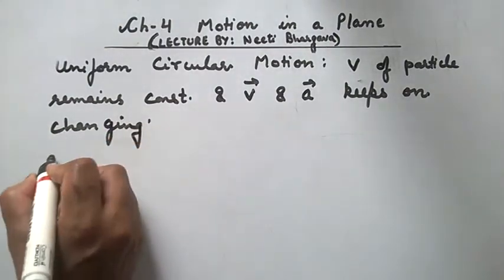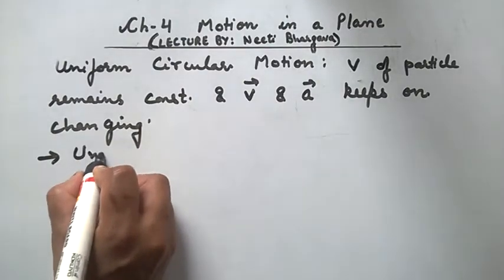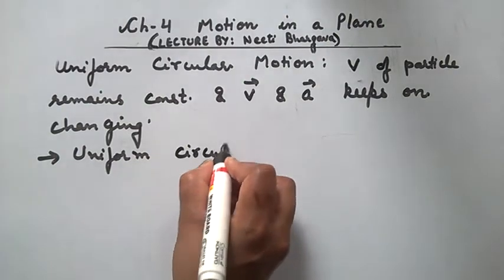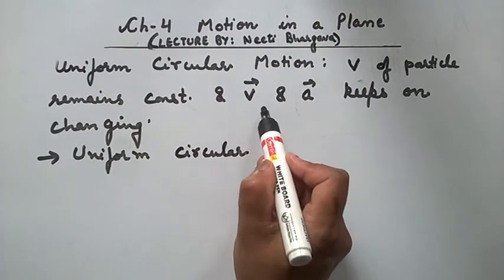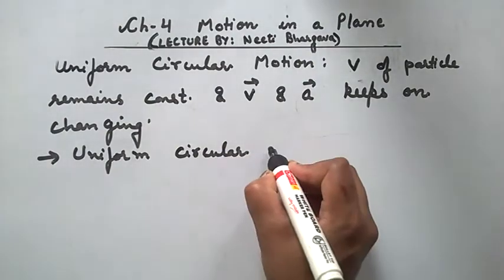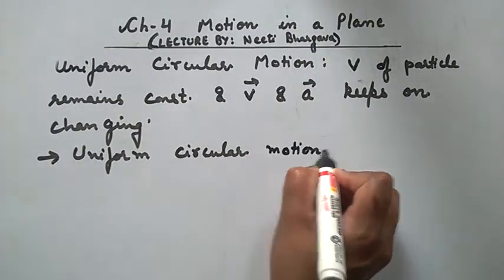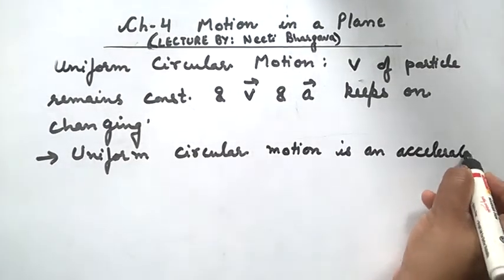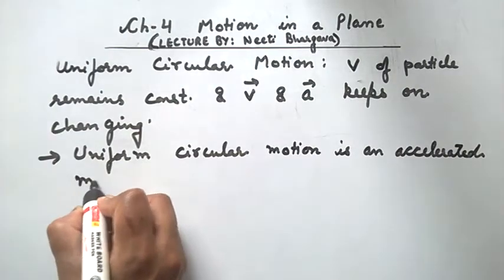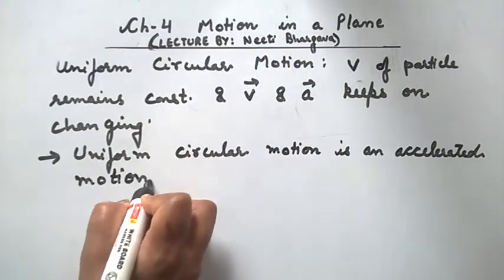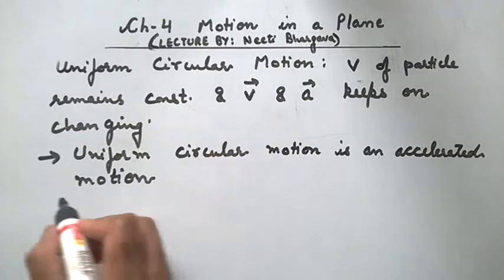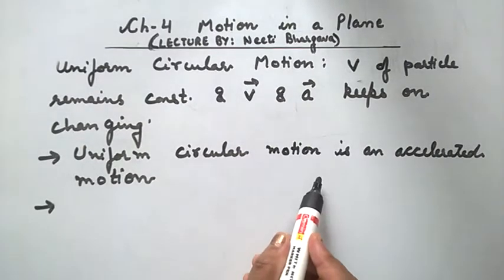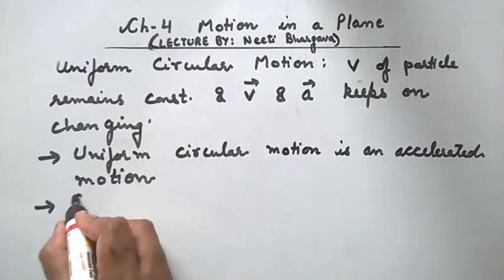Thus we can say that uniform circular motion is an accelerated motion because the velocity is changing with time. Now let's calculate the value of that acceleration. The acceleration of a particle moving in a uniform circular path is known as centripetal acceleration.